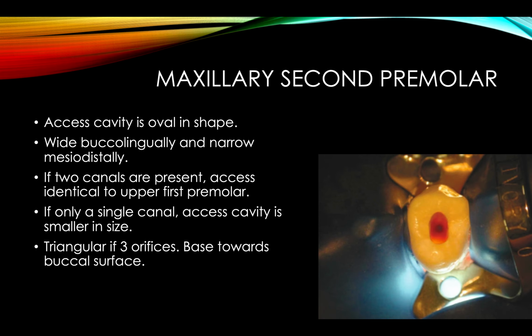The access cavity will be triangular if the tooth has 3 canals, and the base of the triangle will be towards the buccal side, because the tooth will have one mesiobuccal canal, one distobuccal canal, and one palatal canal, and then they will form a triangle with the base towards the buccal side.